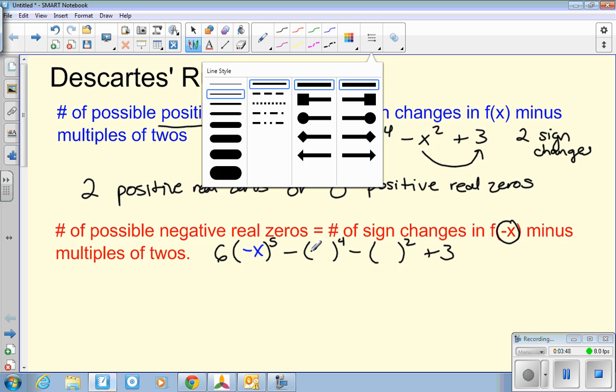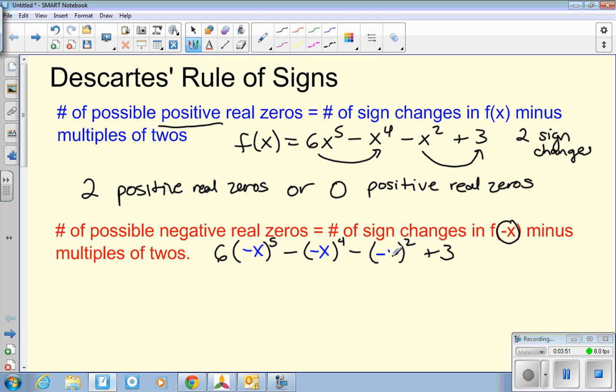And here's where you have to be very careful with your powers. It's a very common mistake for students right here to see negative, negative, well that makes positive. But you're forgetting order of operations if you do that. Order of operations says you must do exponents first. So you must do negative x to the 5th. Well, a negative number to an odd power is still going to be negative. So this ends up being negative 6x to the 5th.